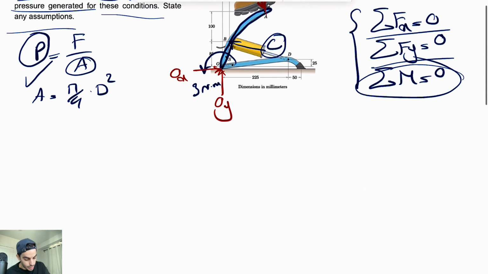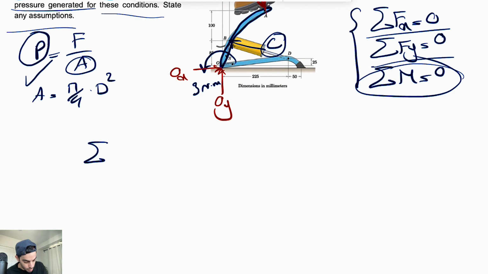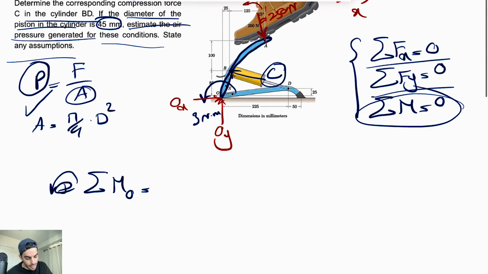So we're going to start with finding the moment about O, since we have the most unknowns at that point. And by doing that, the only unknown that we have is going to be this C. But since we want to use our 2D shortcut that we discussed over and over in this channel, we should be able to resolve these into two forces. And for doing that, we need an angle in here. Let's call it alpha.